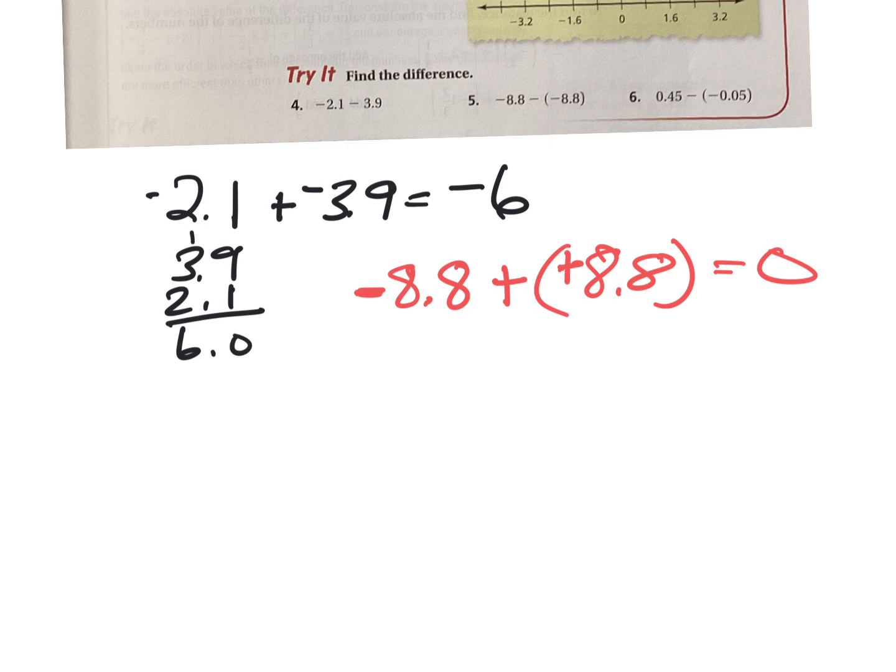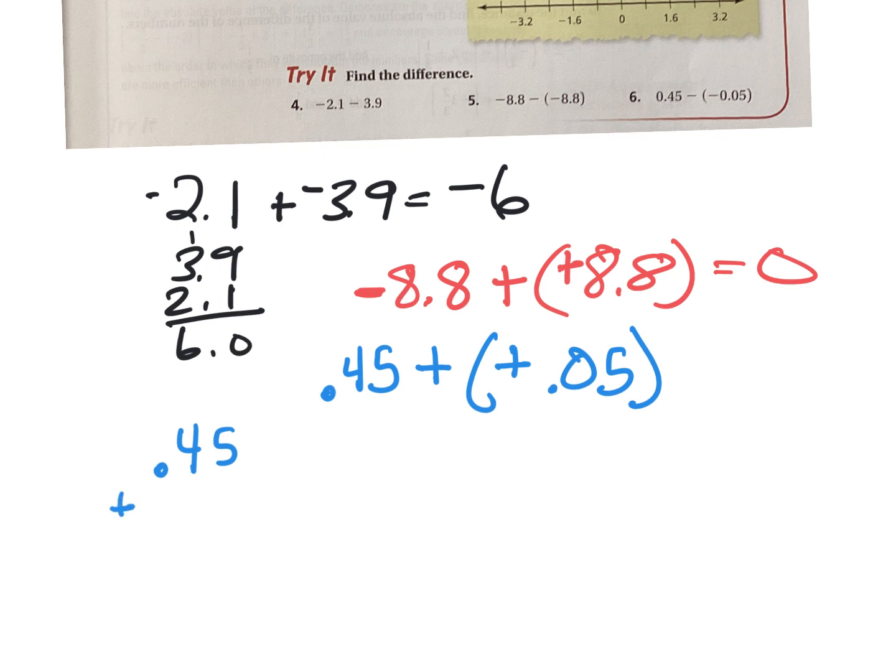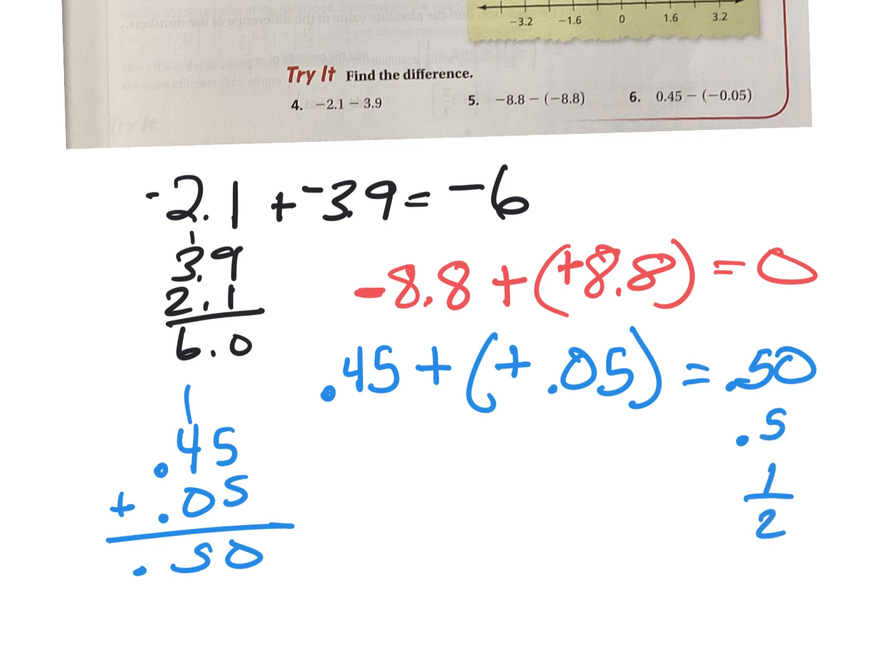All right, the last one. 0.45, so that's a positive, minus a negative 0.05. I see that it's minus, and I'd rather add, so I add the opposite. When I do that, I get 0.45 plus 0.05. They're both positive, so I just add them, and that gets me 0.50, or I could say 0.5, or I could say 1/2.